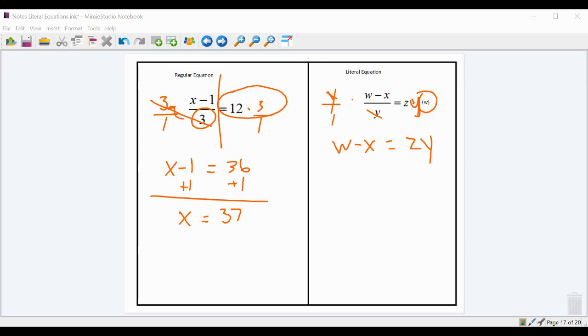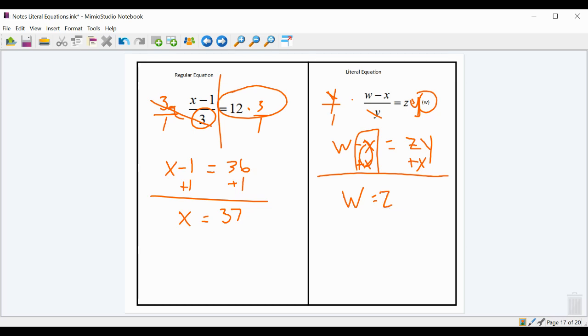So this is the z times y. And I'm getting w, so I have to, what's the opposite of subtracting an x? I add x. I'm going to add x over here. This gets me 0 and just w all by itself, isolated. Z times y plus x. That's exactly what you have to write.